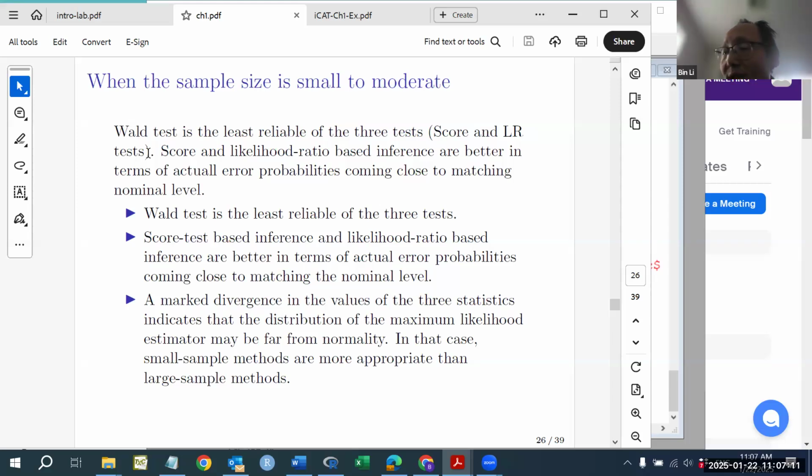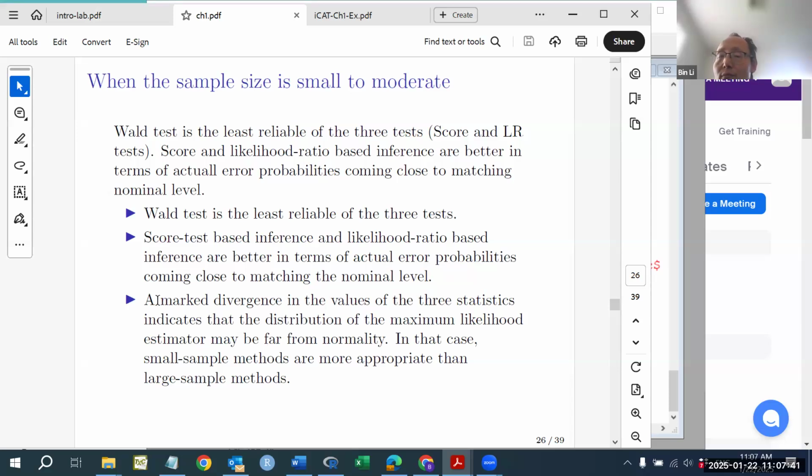So the Wald test, we know that is the least reliable of the 3 tests. For the score and the likelihood ratio tests, inference is better in terms of the actual error probabilities coming close to the nominal values. So the Wald test is the least reliable. Score tests and likelihood ratios are better in terms of the actual probability level.